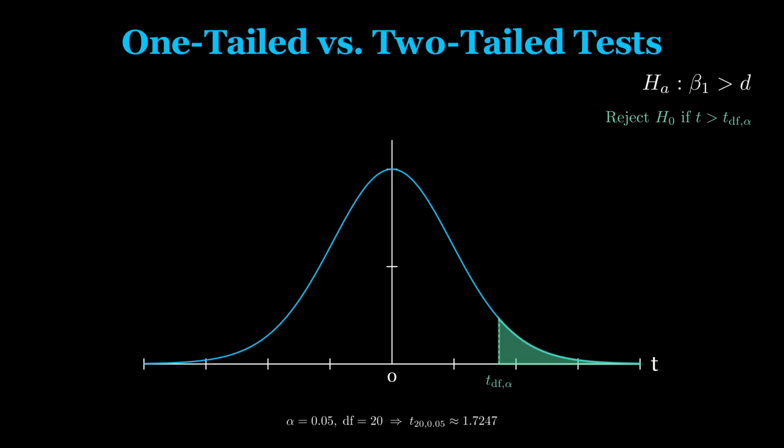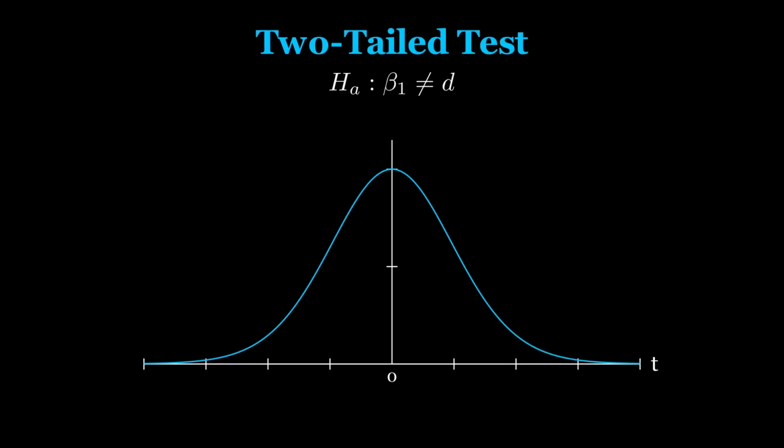With alpha of 0.05 and 20 degrees of freedom, the critical value is approximately 1.7247. The key feature of a one-tailed test is that all of alpha is concentrated in a single tail, making it more powerful for detecting effects in that direction.